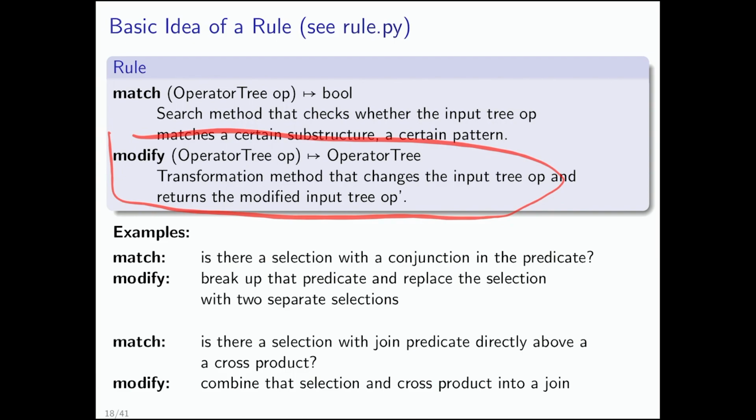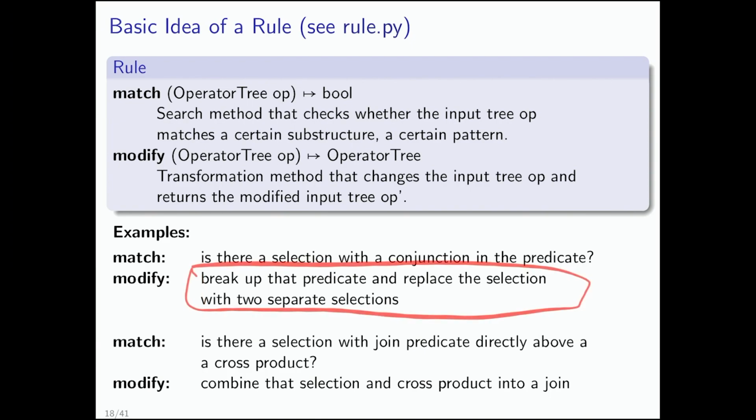And then, as examples, we had stuff like this. So a match condition could be, is there a selection with a conjunction and the predicate? Yeah, so A equals 4 and B equals C. Then you can basically break up this conjunction into 2 separate selection operators. And that would allow you to apply other rules later on, like to push down one of those to a specific branch.